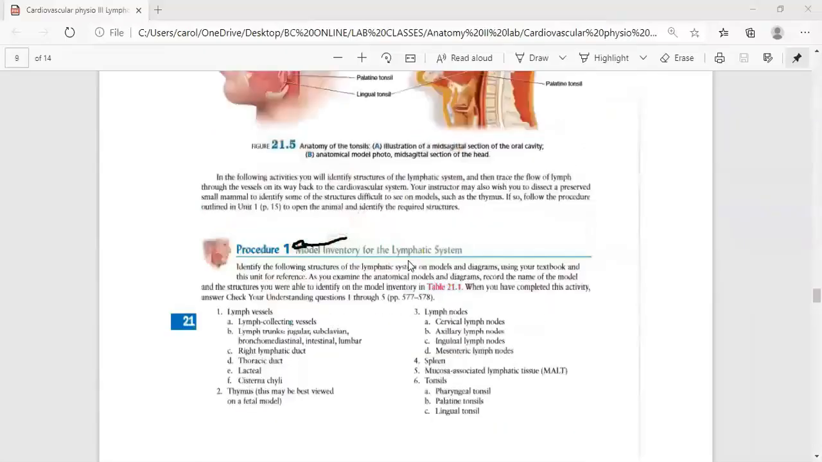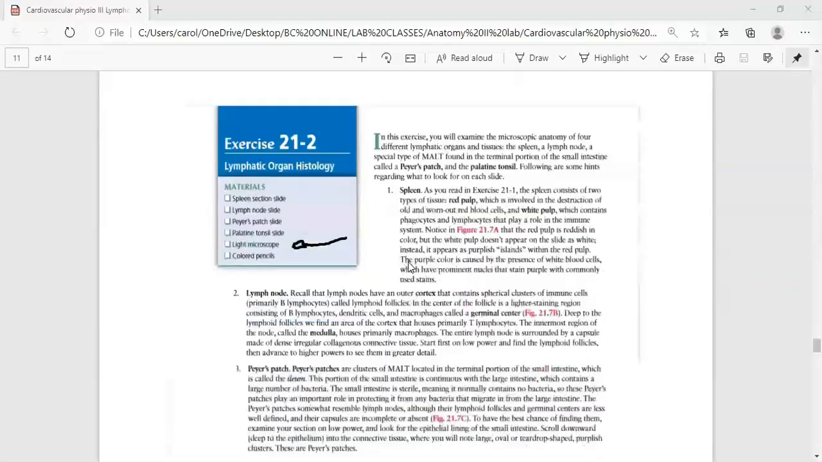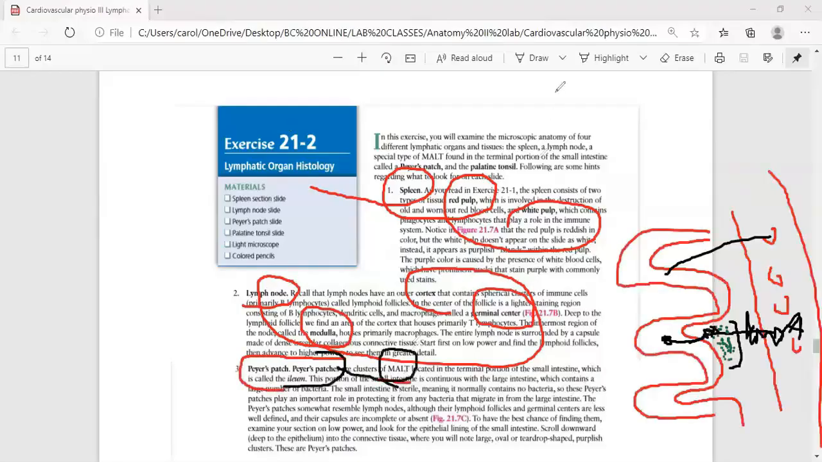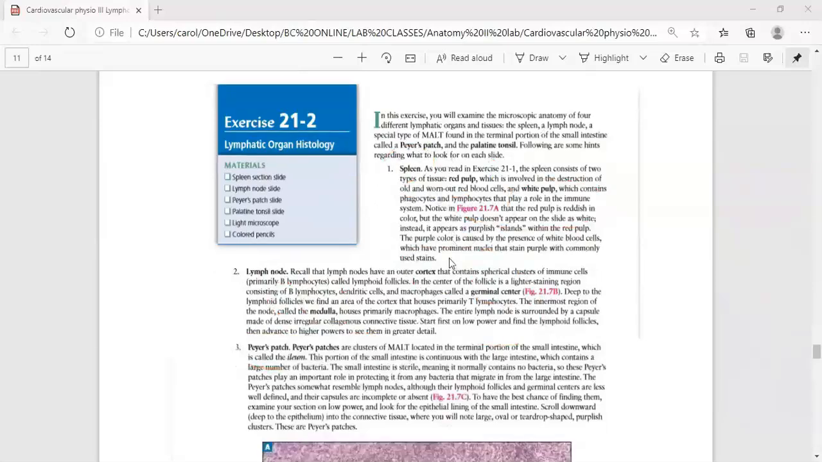Okay, so if we keep scrolling down, we have lymphatic organ histology. Histology is the study of the tissue, so in other words, this is when you need to use your microscope. We're going to have the spleen, where we have the red pulp and the white pulp. We are going to see the lymph node, where we have a medulla and the germinal center, and we have a cortex and a capsule. Peyer's patches are MALT. Remember, these are mucosa associated. In this case, the Peyer's patches are going to be in your intestines, so you're going to find Peyer's patches in your intestines.